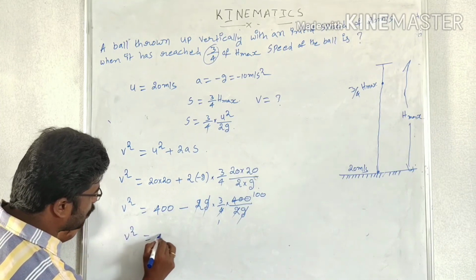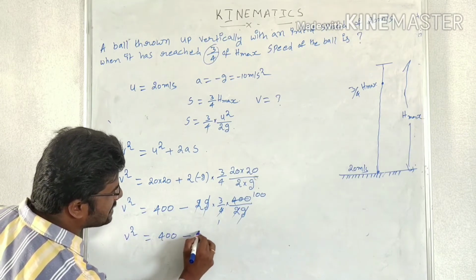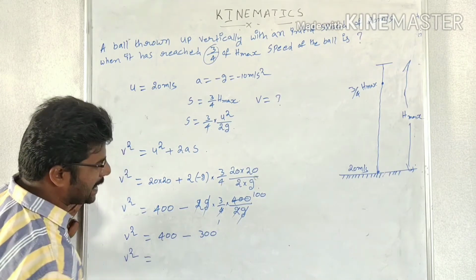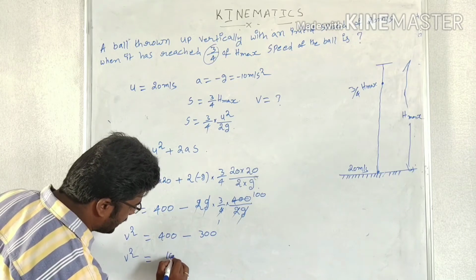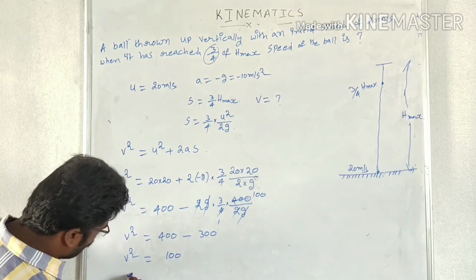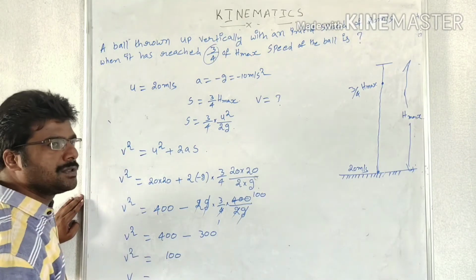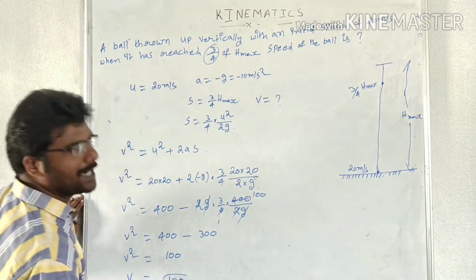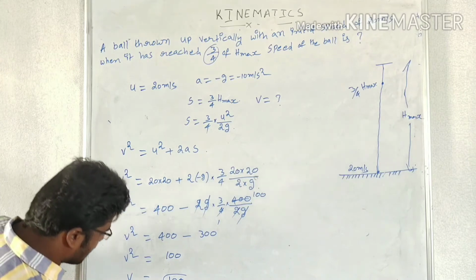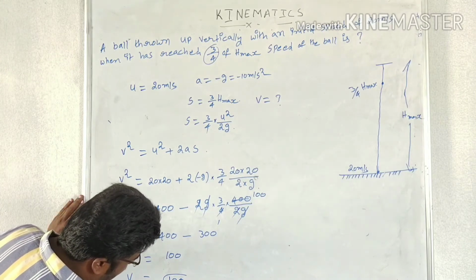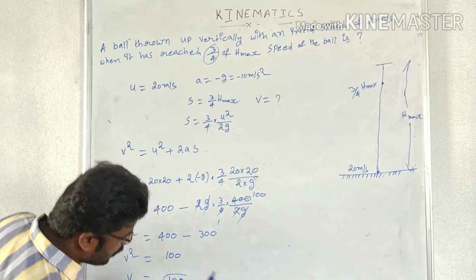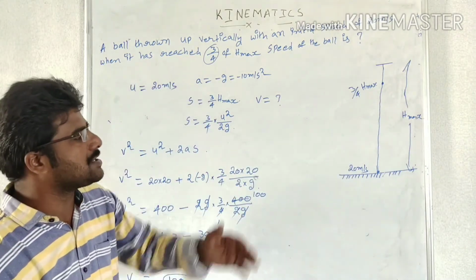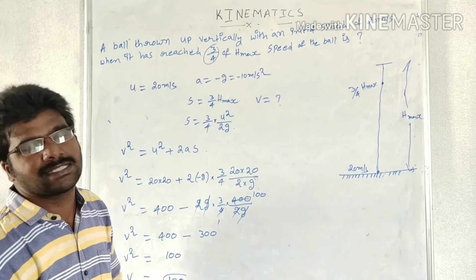V square equal to 400 minus 300. Therefore, V square equal to 100. When square goes to that side, it becomes root. V equal to root of 100, that is 10. So, 10 meter per second. When it reaches 3 by 4th of maximum height, the velocity will be 10 meter per second.